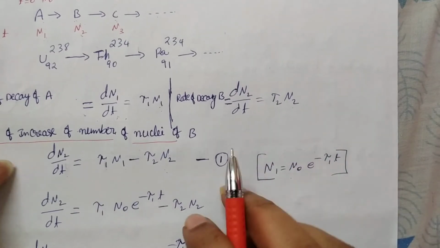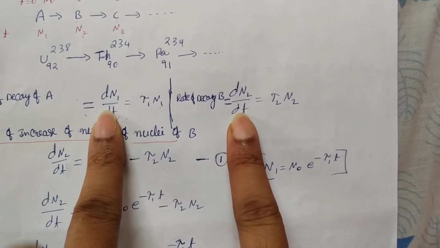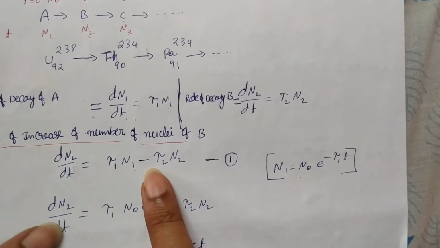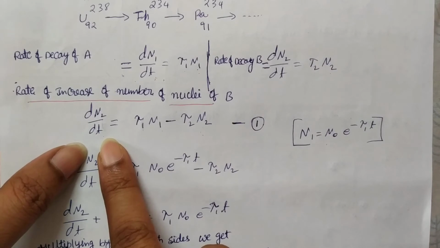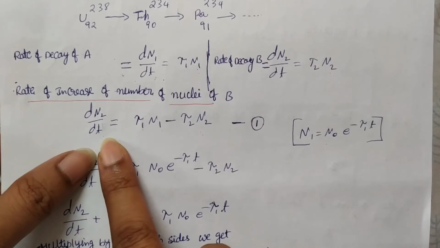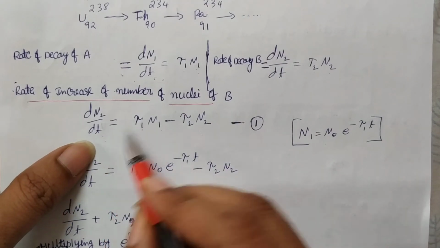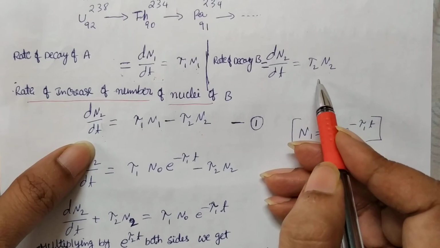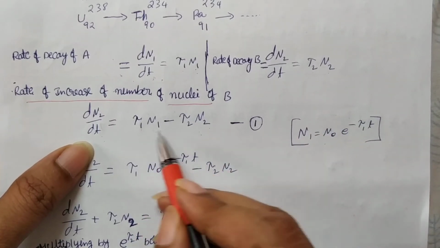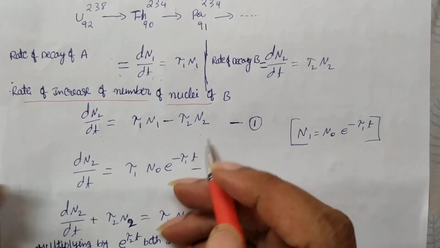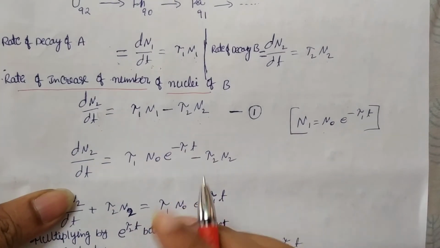Now here is a question. This many are converted from A to B and this many are converted from B to C. How many nuclei are accumulated inside B? What is the rate of increase of the number of nuclei of B? So dN2 by dt is lambda 1 N1 minus lambda 2 N2. How many are converted from A to B, minus how many from B to C; the remaining difference is how many nuclei are accumulated inside B.